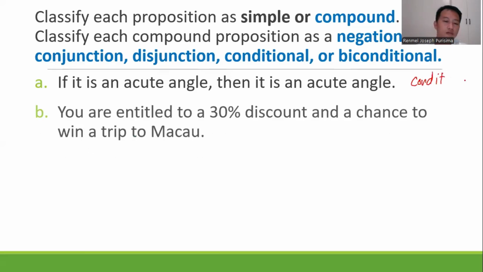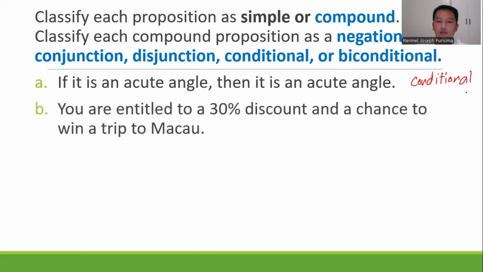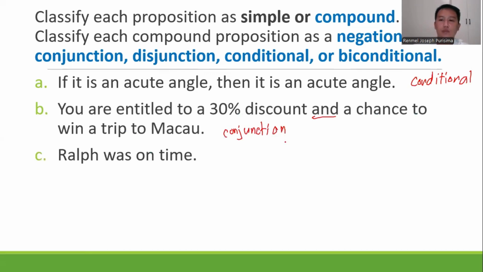Okay. Letter B, you are entitled to a 30% discount and a chance to win a trip to Macau. So this is again compound, and from the word and, this is a conjunction. Letter C, route was on time. So it is a simple proposition.